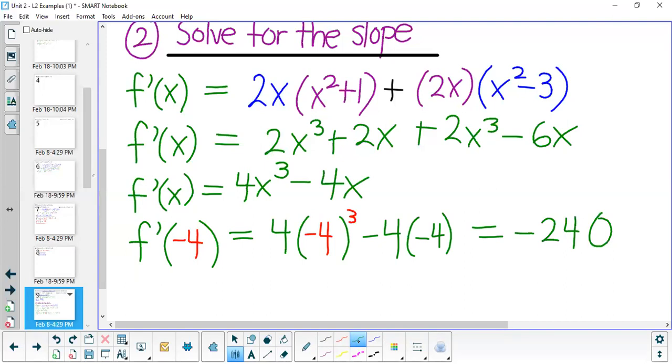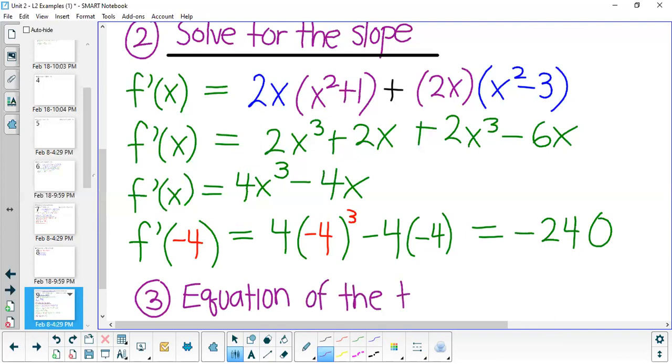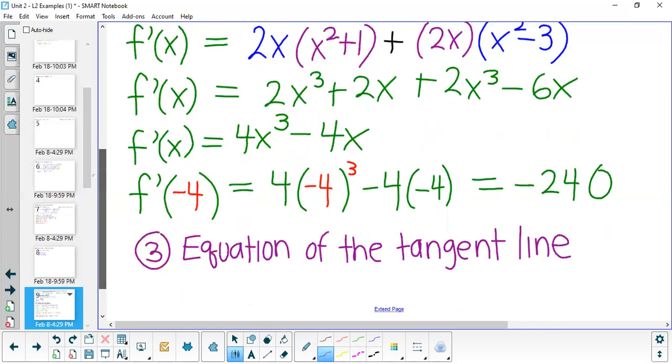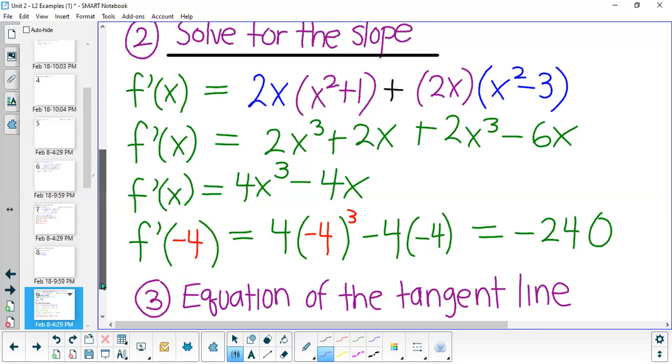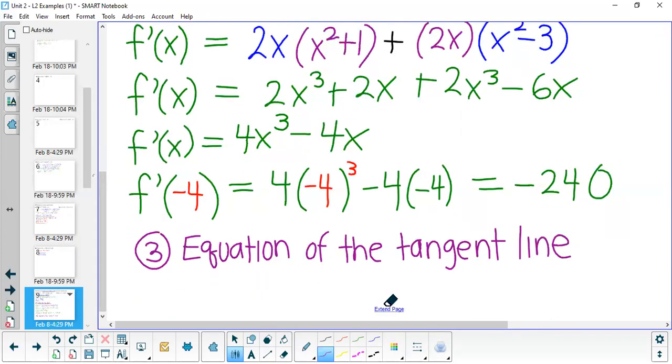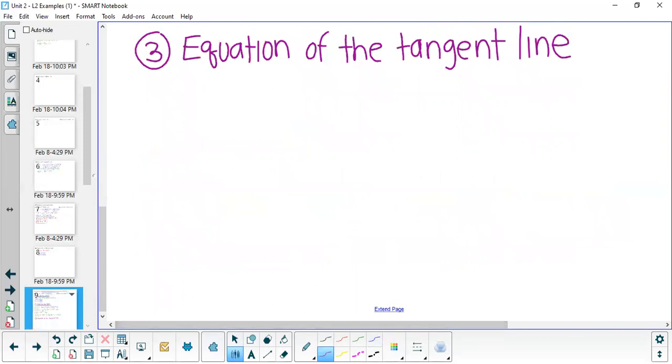Okay, last step, we're hanging in there. The last step is to solve for the equation of the tangent line. So I'm going to do two things. I'm going to extend the page here, and I'm going to draw a line.